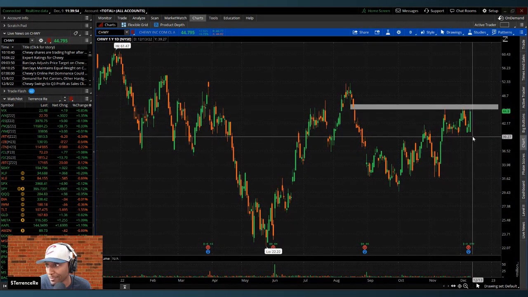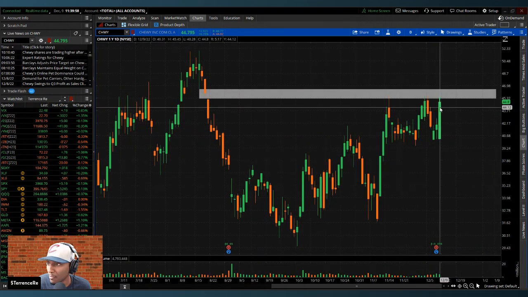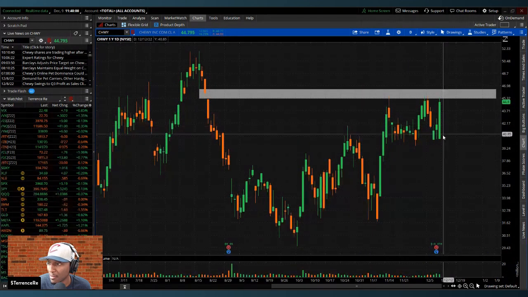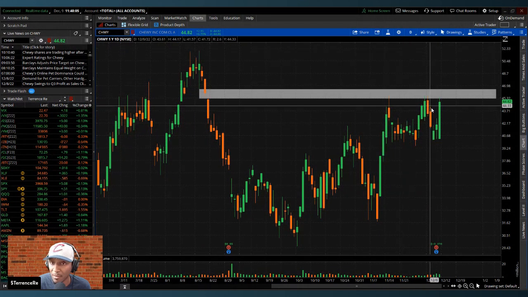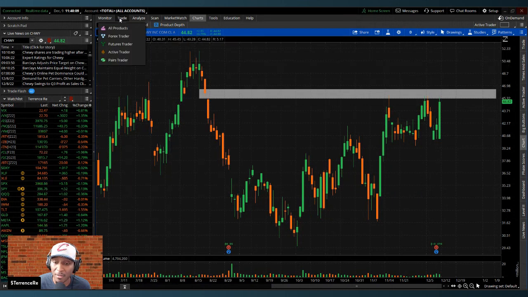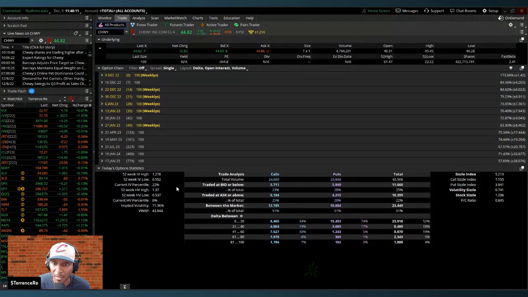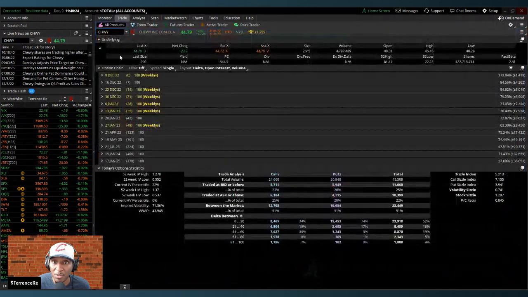So look, how would I trade it? If you're just buying shares, you can get in, put a stop down here somewhere, and try to take out this high. I don't know what the IV rank is on it. Let's go look at that. Let's look at the trade tab and see what the IV rank is. Got an implied volatility of 71. IV percentile is low. So you only got a 22% IV percentile. So I don't know how much juice you're going to get.